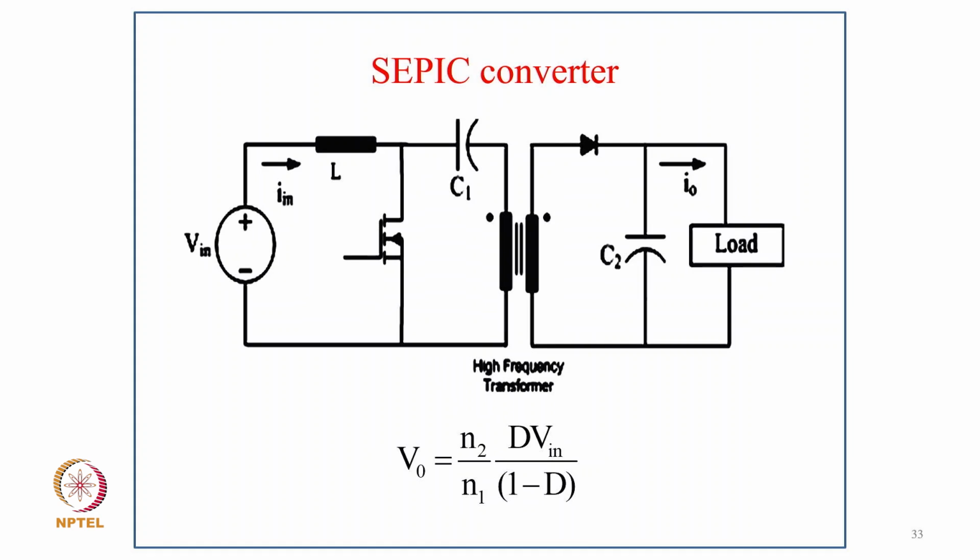So the output inductor which was used earlier in the SEPIC is made a coupled inductor, and again the voltage ratio is decided by the turns ratio: V = N2/N1 × D/(1-D). So its operation is exactly similar to the non-isolated one, which we already discussed in detail.